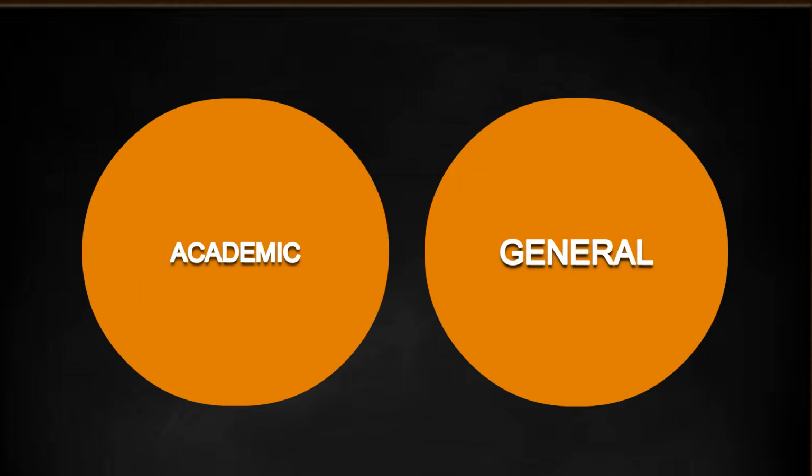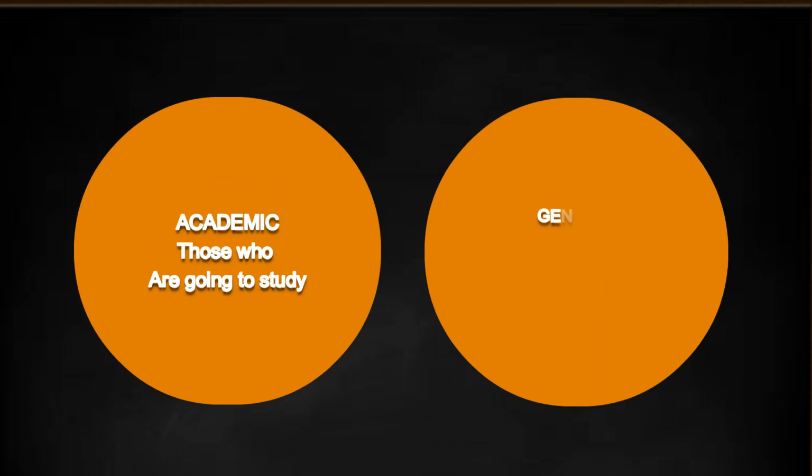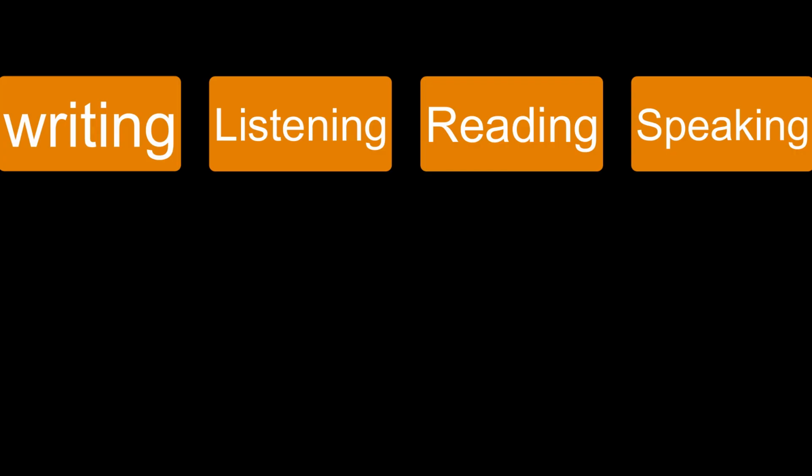There are two types of IELTS: academic IELTS and general IELTS. The candidates who are going abroad to study, they have to write academic IELTS. The candidates who are going abroad to work or immigrate, they have to write general IELTS. Anyway, both the types have four sections. Everything is same except for one section in which there is a difference, which I'll be discussing in a while. Let's now discuss the four sections in detail.